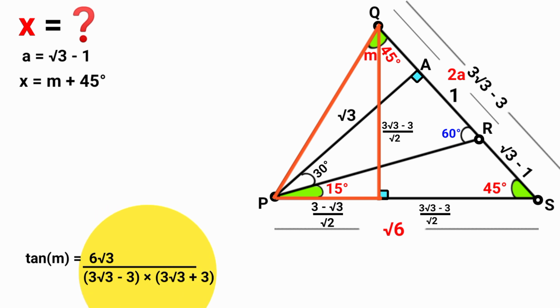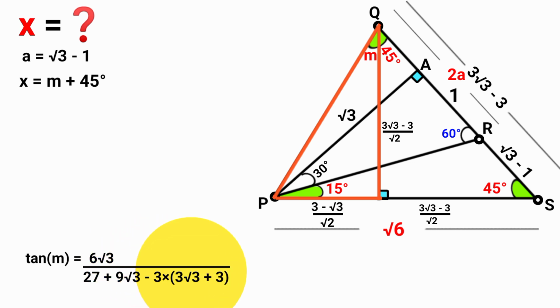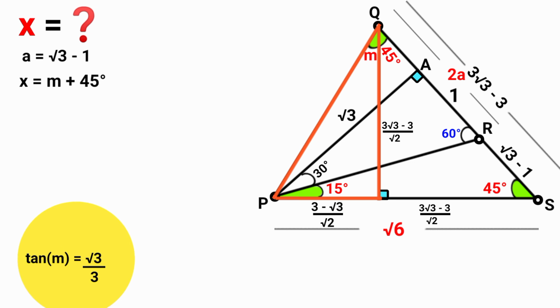Here 3 root 3 minus 3 times 3 root 3 plus 3 is 3 root 3 times 3 root 3 plus 3 minus 3 times 3 root 3 plus 3. 3 root 3 times 3 root 3 plus 3 is 27 plus 9 root 3. Minus 3 times 3 root 3 plus 3 is minus 9 root 3 minus 9. Plus 9 root 3 minus 9 root 3 is 0. 27 minus 9 is 18. 18 is 6 times 3. This 6 cancels this 6. So tan M equal to root 3 over 3.